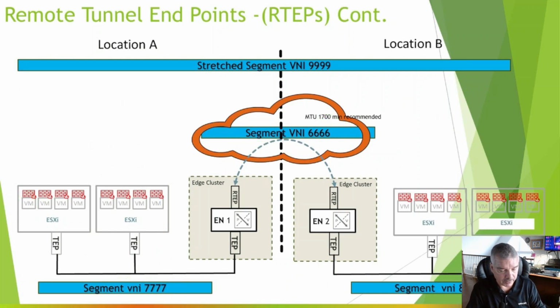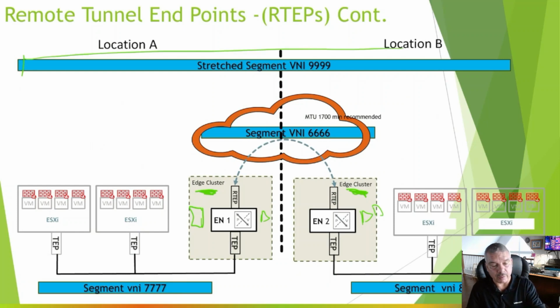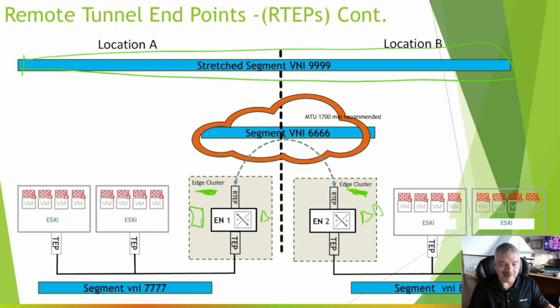Now, a couple things here. I just drew, this is an edge cluster on site B, and this is an edge cluster on site A. I only drew one edge in there just to keep the diagram simple. You would have multiple edges in there. If this cluster here had 8 edge nodes, I'd have 8 RTEPs, okay? Or whatever. So that's what an RTEP is. This allows us to stretch our network across these locations. And the easiest way to look at it is to think of it as a bridge. It's kind of what a bridge is doing.